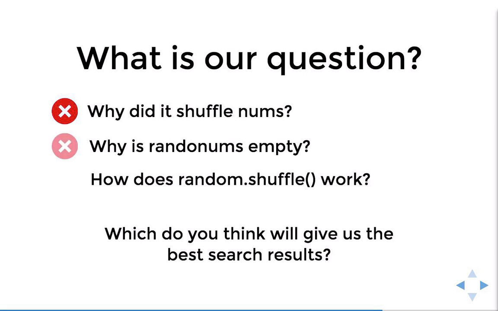So second, why is rando nums empty? You might get an interesting result from Googling why does my variable have the value of none. That could maybe have some intriguing answers. But this last one I think is the best. How does random.shuffle work? We know that random.shuffle is doing something within our code, and it's doing something unexpected. That means we need to take time to review what is actually happening inside of random.shuffle.